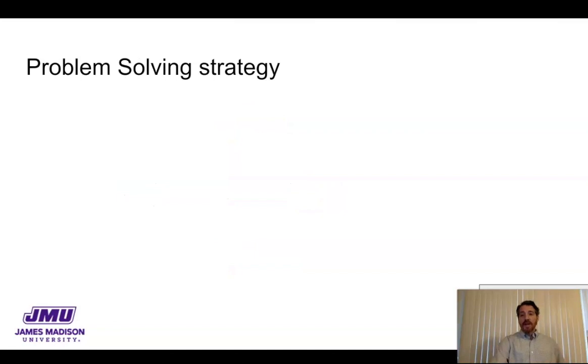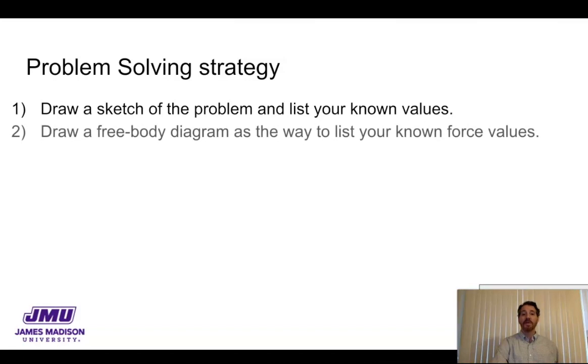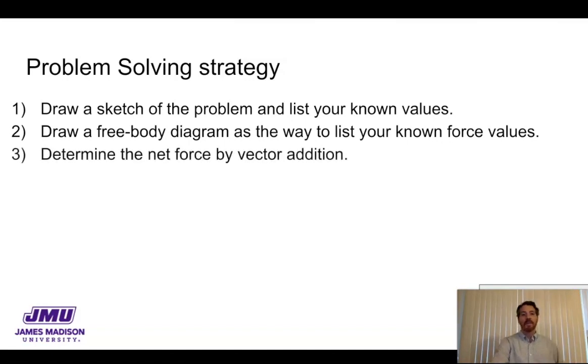The basic problem-solving strategy for any question that has forces is that we will start with a sketch of the problem, and then list your known values. There's a special way to list the known values that are forces. Draw a free body diagram to list your known forces and the directions that they go. List things that are not forces separately from the free body diagram, because you cannot add a displacement to a velocity or a velocity to an acceleration. You can't add any of those to forces. So even when they're really important to the question, they should not be on the free body diagram itself.